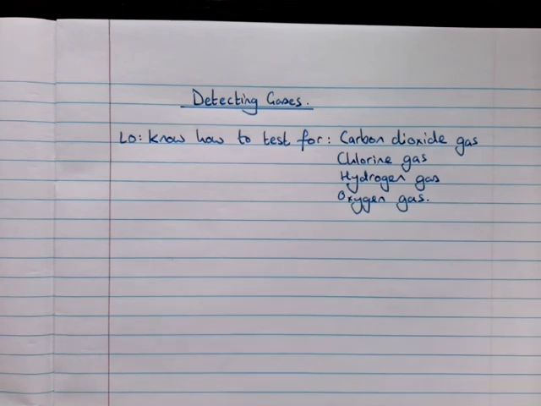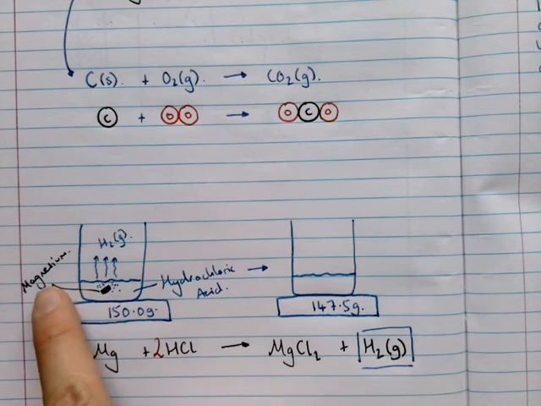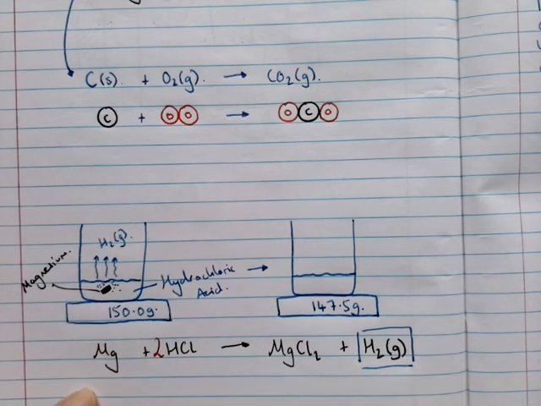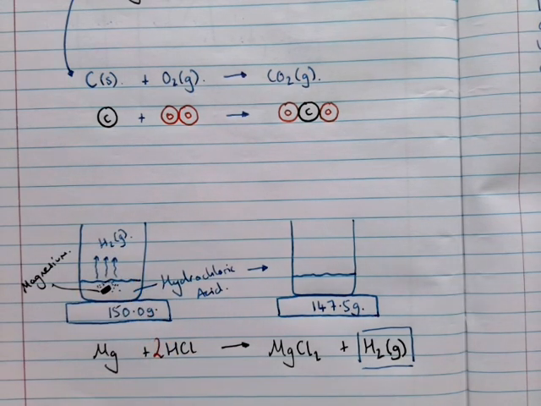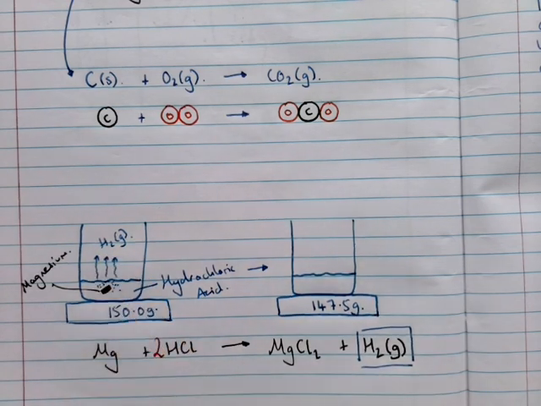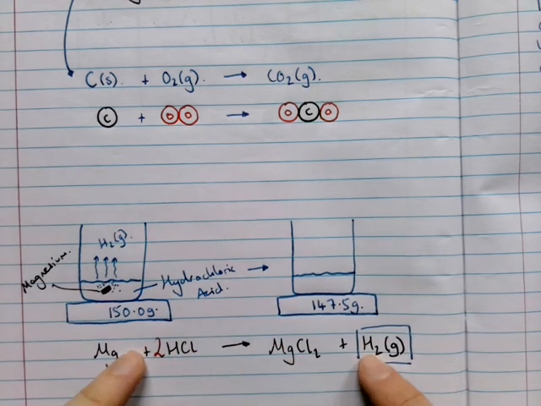So if we think back to the work we did last week, I can take this reaction down here where we had a piece of magnesium in hydrochloric acid and hydrogen gas was given off. Now, hydrogen gas is a colourless gas. In fact, most gases are colourless gases. So we need a way to test to prove that this really is hydrogen gas. How do I know it's hydrogen gas? Okay, well I know because of the equation.